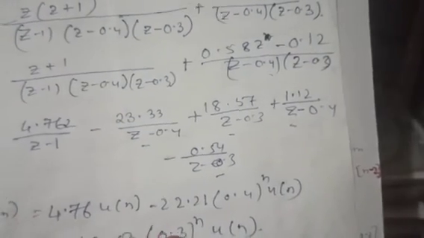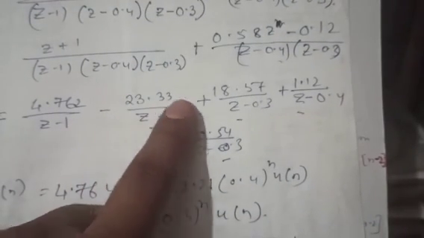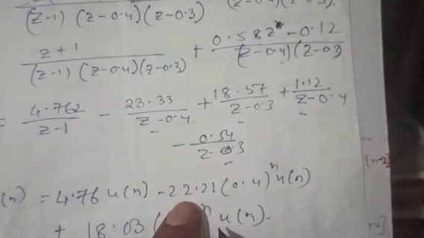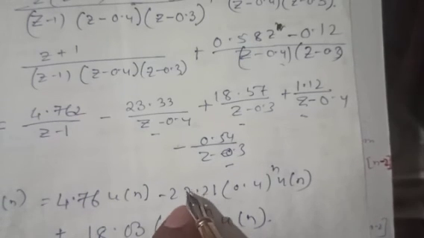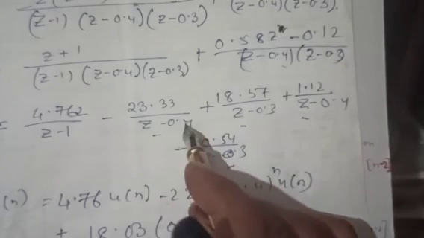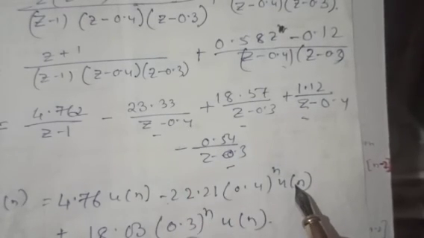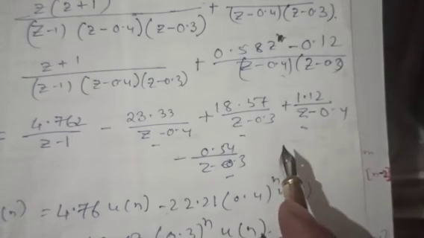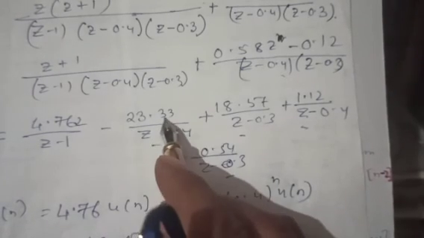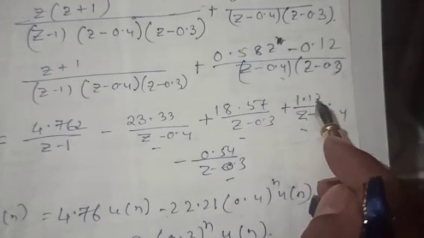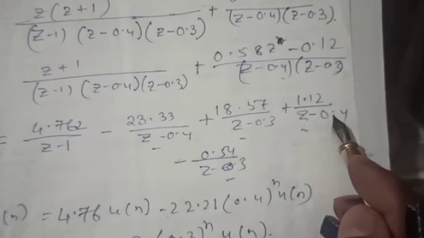Okay. This one, this constant 23.33. Okay, this is 23.33. Then z by z minus 0.4, that is 0.4 to the power n u of n. Similarly, for this it will be 0.3 to the power n u of n, and like that. Okay. So here it will be 23.33 into 0.4 to the power n u of n, and here one more will be there, no, 1.12 into 0.4 to the power n u of n.